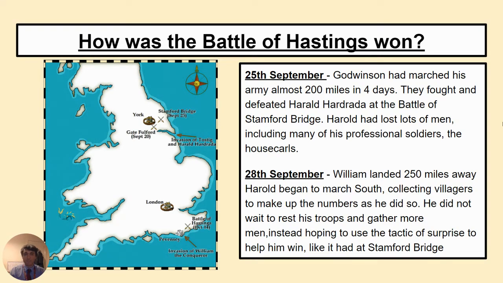And Harold basically wastes no time at all. He tells his troops, we are going to march south again. We are going to march to fight William. He doesn't give a lot of time for rest, and he builds the numbers up with his army from villagers as he goes along to replace the professional soldiers. He was hoping to use the tactic of surprise to help him win, just like it had at Stamford Bridge.